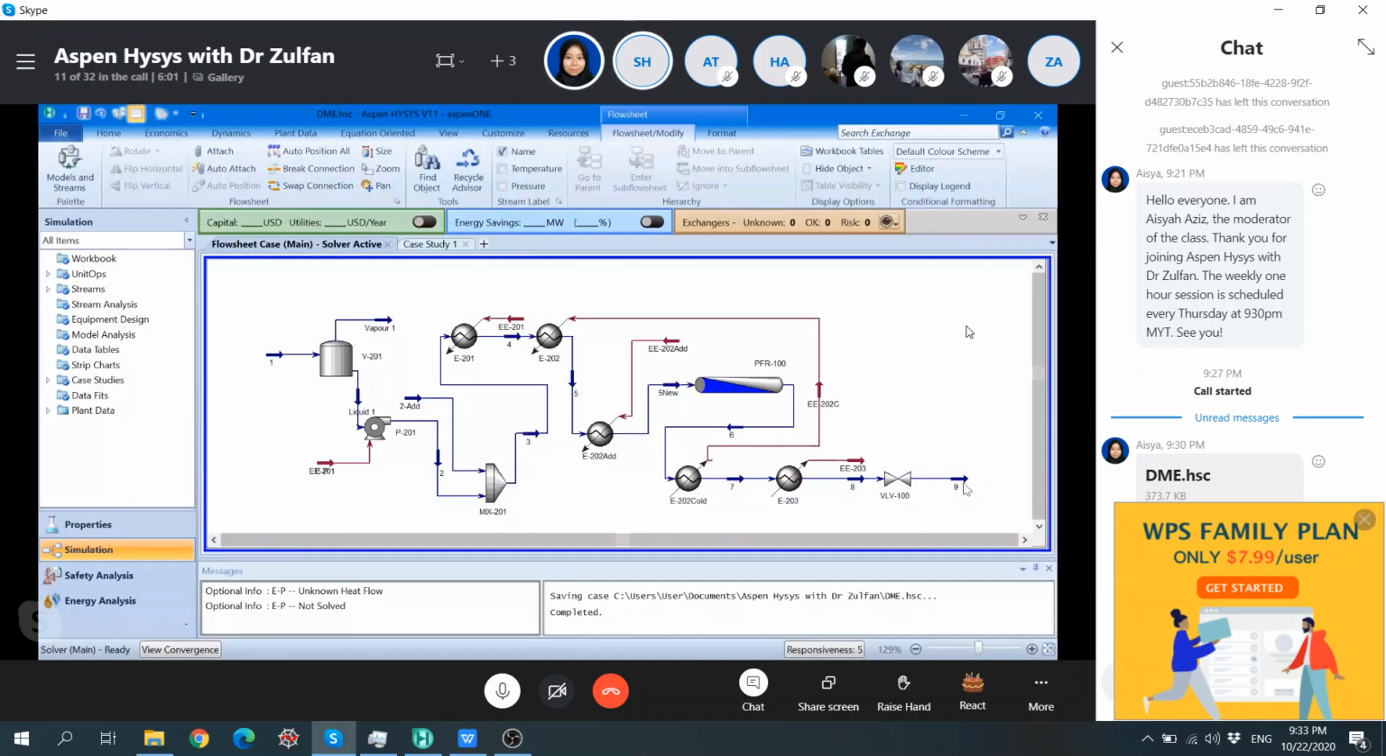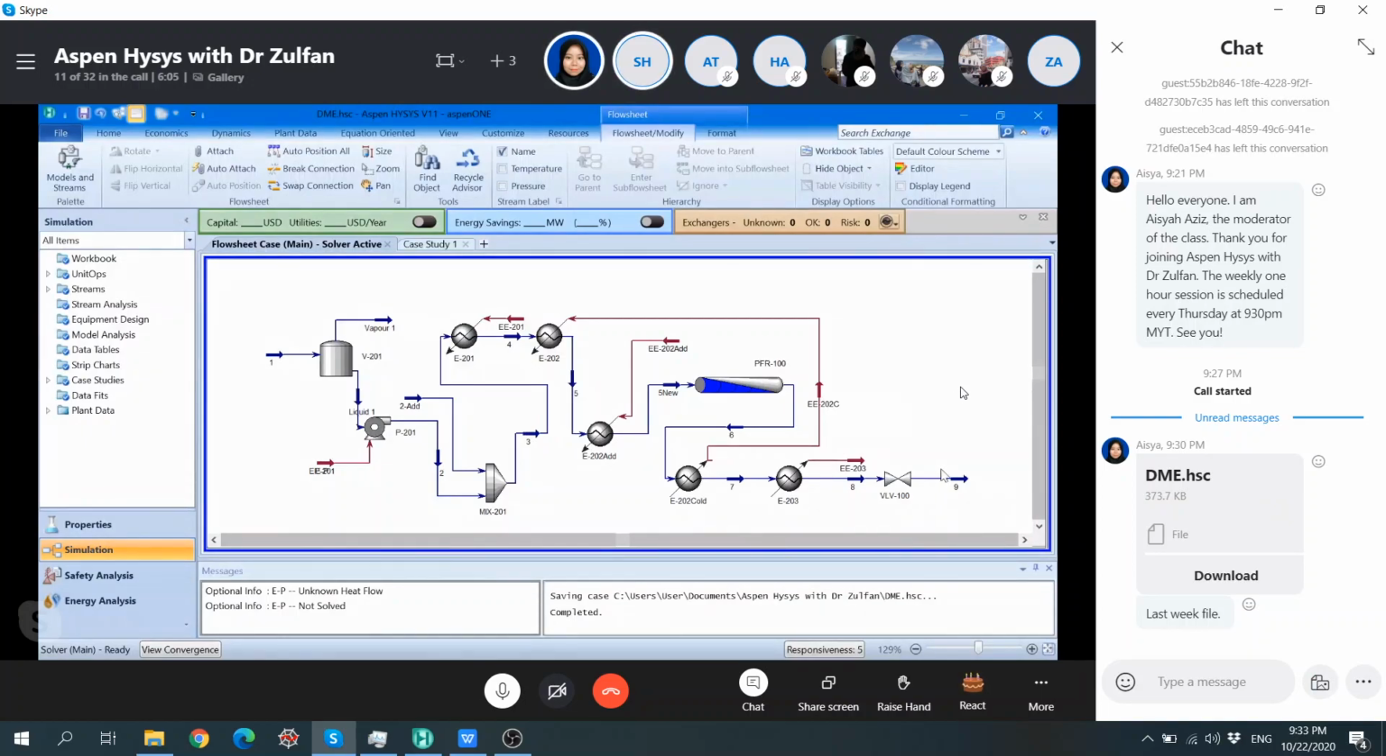Alright, so we are at line script number 9, upstream of the methanol tower. Okay. So I think last week we discussed that we're going to spend some time on this distillation column.